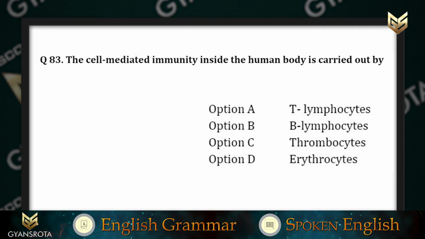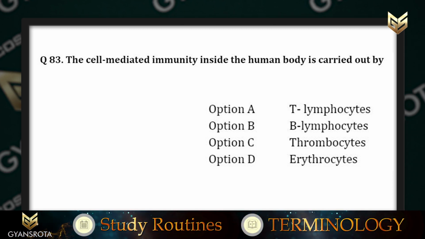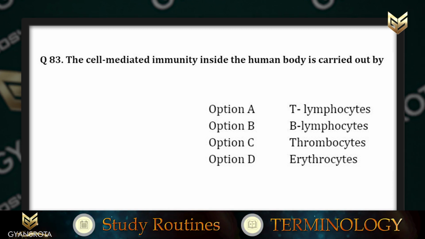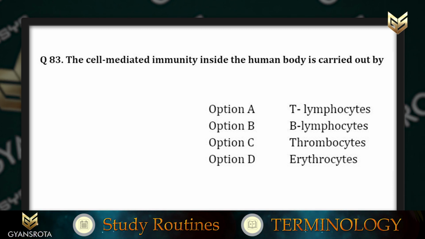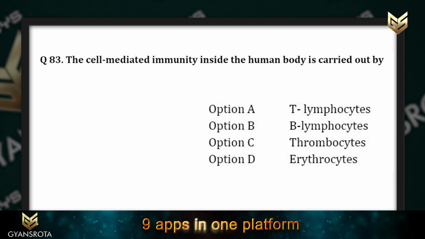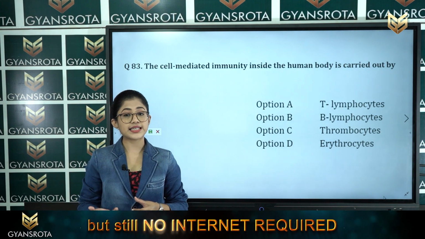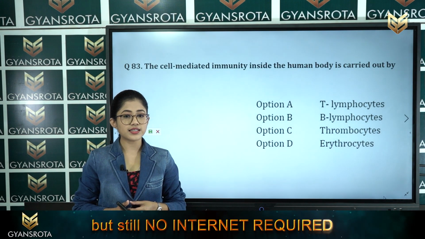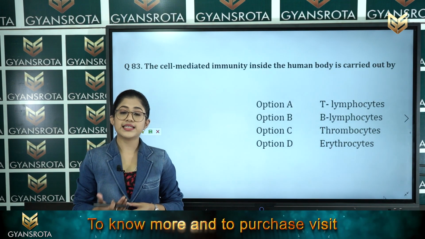The cell mediated immunity inside the human body is carried out by option number A, T lymphocytes, option number B, B lymphocytes, option number C, thrombocytes, and option number D, erythrocytes. This is also from the chapter Human Health and Disease. So, what is the correct answer? How is the cell mediated immunity inside the body carried out?